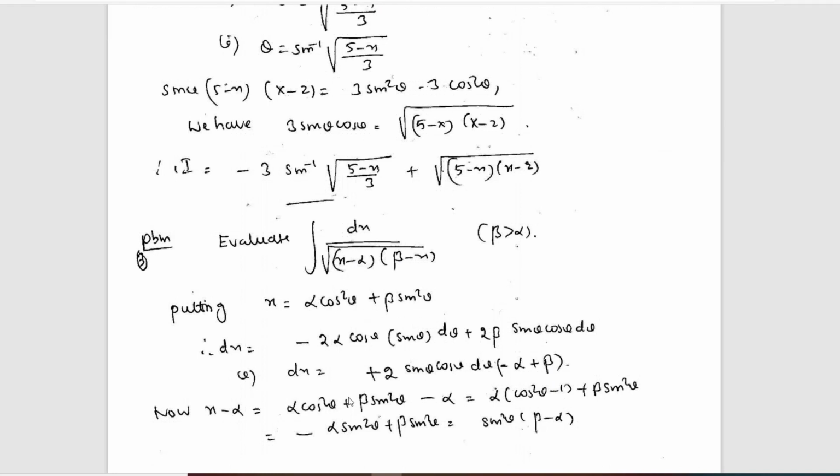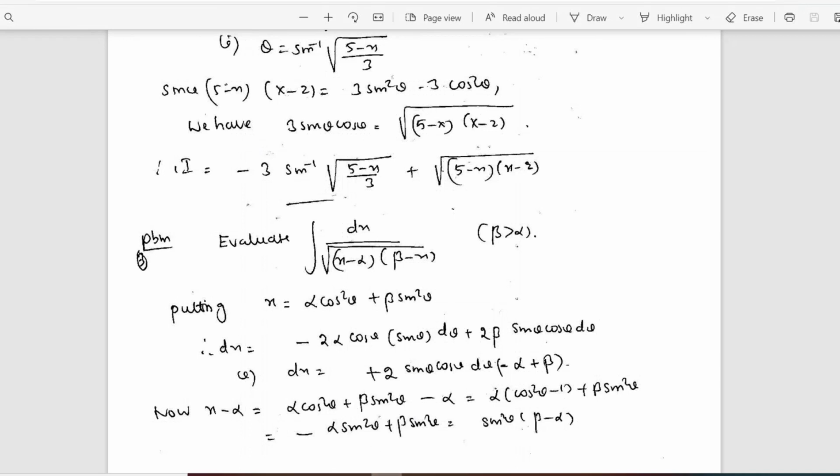Next I am going to find the value of x minus alpha and beta minus x. What is x minus alpha? This is the value of x: alpha cos square theta plus beta sin square theta, minus alpha. From alpha cos square theta minus alpha, I can take alpha outside. We will be getting cos square theta minus 1 plus beta sin square theta. Cos square theta minus 1 is minus sin square theta. So minus alpha sin square theta plus beta sin square theta. Take sin square theta outside. So we will be getting sin square theta into beta minus alpha. This is the value of x minus alpha.